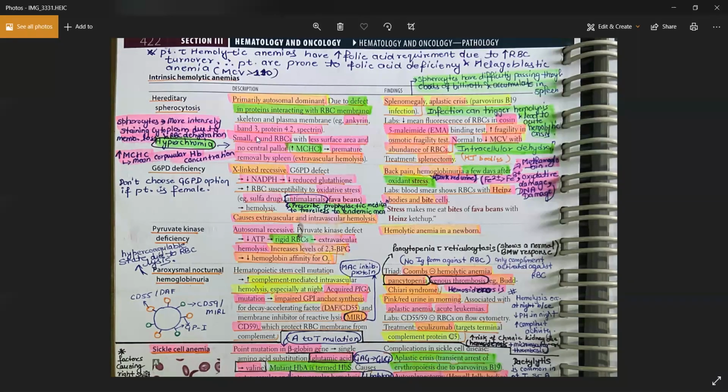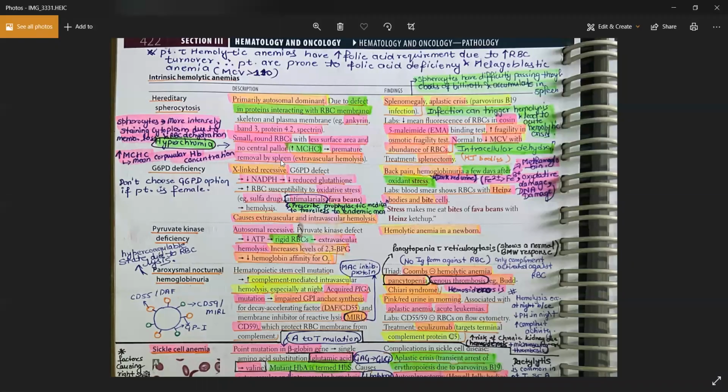Okay, and no central pallor is there. The mean corpuscular hemoglobin concentration will be increased because of this small size of the RBC. The hemoglobin concentration will be increased. Okay, the premature cells will be removed by the spleen, of course. So you will have the extravascular hemolysis because these cells are kind of defective type.